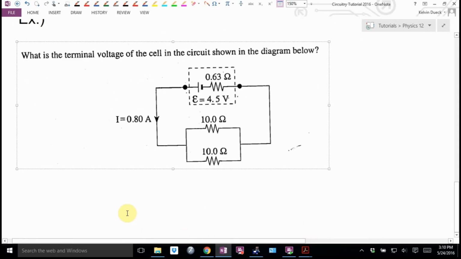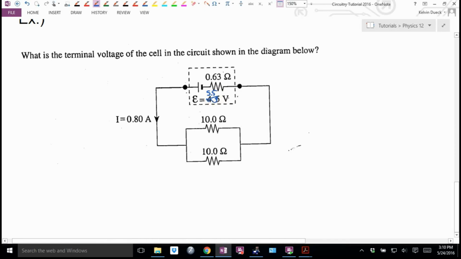So what's the terminal voltage? Instead of an EMF of 4.5 volts, let's make it an EMF, a source voltage of 5.5 volts. And now it's a whole new question. Okay.